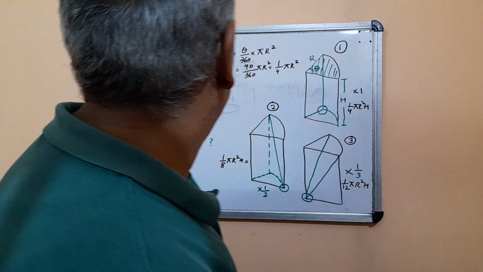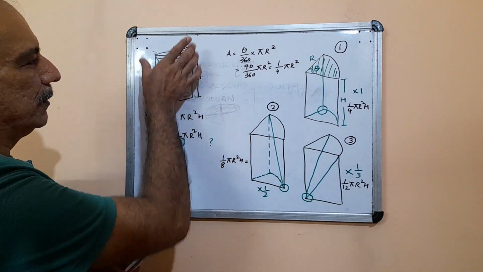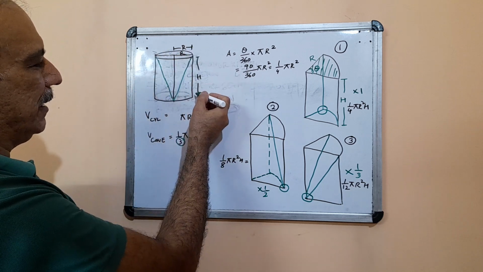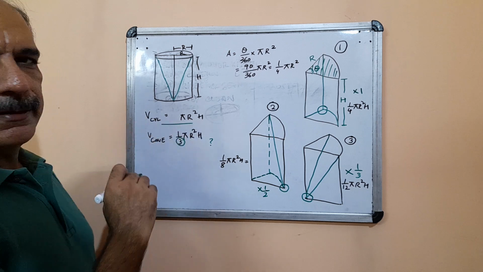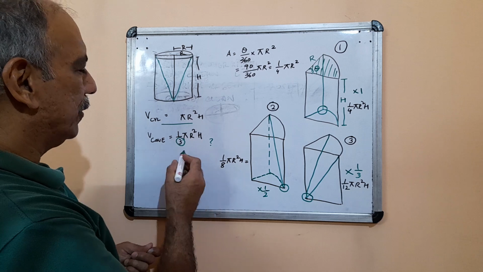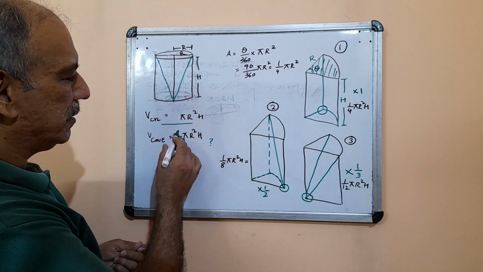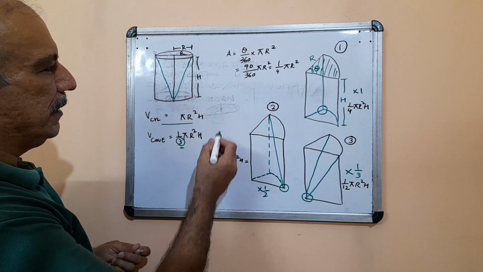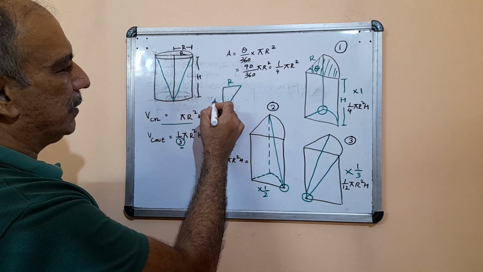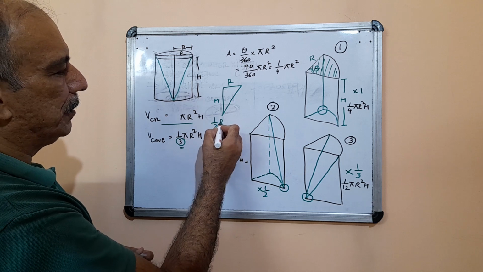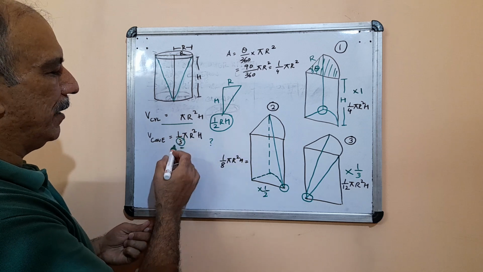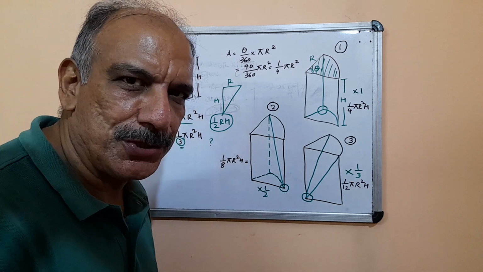So let me just revise this. So this is a cylinder. Cylinder, we have radius as r, height as h, and the volume is pi r square h, which is very clear to us, right? So the question here, the doubt put by one of the students was why it is 3. If we see the triangle with r and h height, its area is half rh, right? So when it is rotated, why is it not 1 by 2 pi r square h? This was the actual question, right?